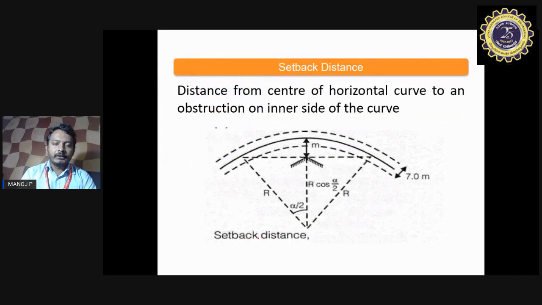Next is setback distance. The distance from the center of the horizontal curve to an obstruction on the inner side of the curve is known as the setback distance. Here, this solid line represents the center of the horizontal curve. This represents the start of the obstruction on the inner side of the curve. Assume that a vehicle is moving in this direction, then this will be the inner side of the curve.